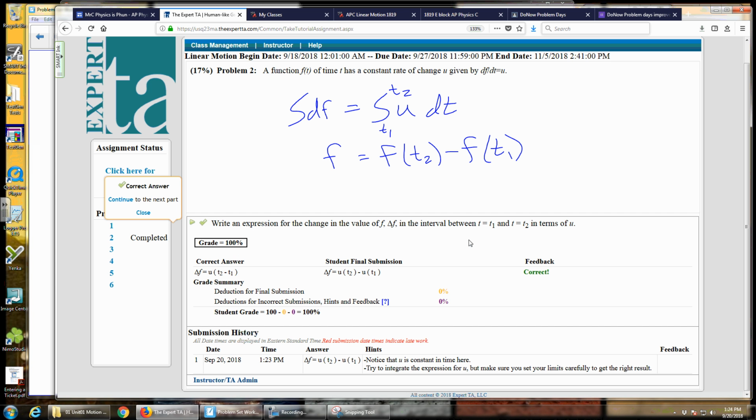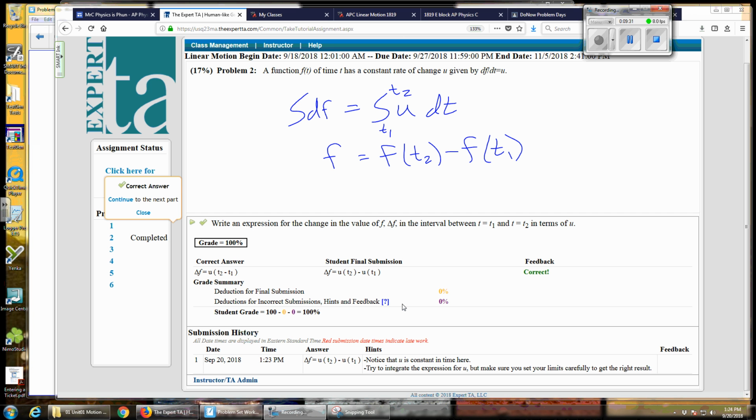Okay. I thought I was looking for something more intricate. You know, like them giving you an actual function for u that you needed to do something with. That just seemed too simplistic, quite frankly, but okay. Yeah.